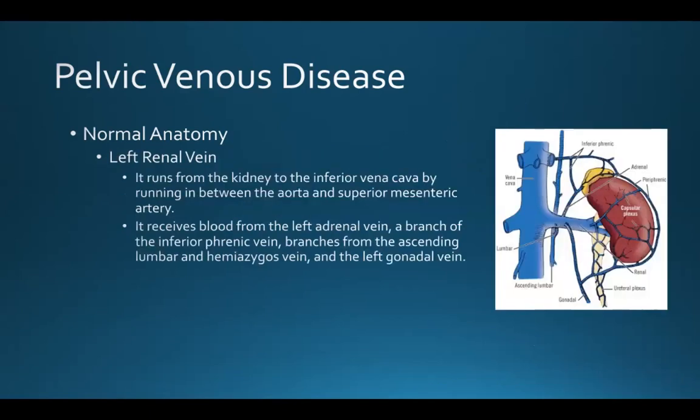The left renal vein runs from the kidney to the inferior vena cava by running in between the aorta and the superior mesenteric artery. It receives blood from the left adrenal vein, a branch of the inferior phrenic vein, branches from the ascending lumbar and hemiazygous veins, and the left gonadal vein.